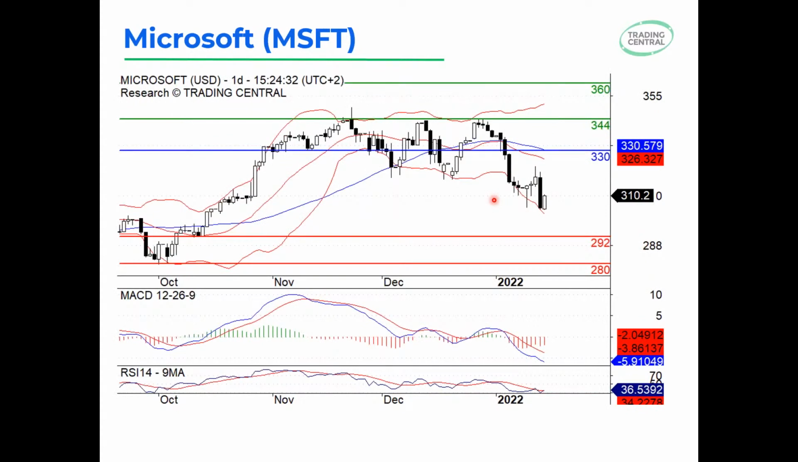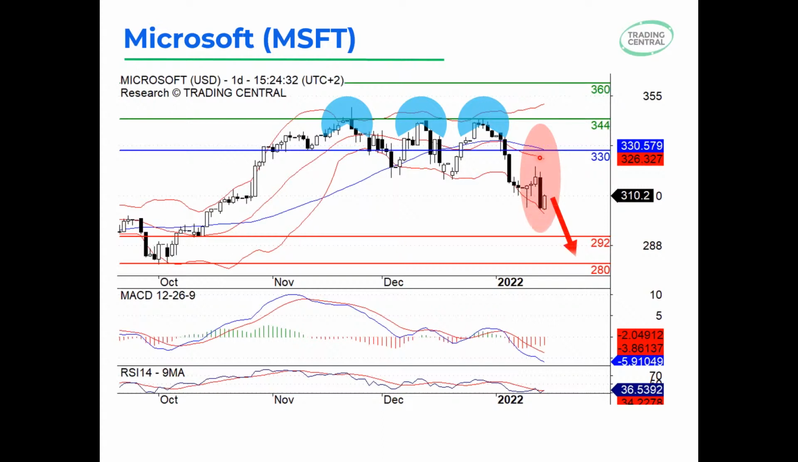Now, in fact, the 344 level is holding up very strongly. Have a look, we have 1, 2, 3 times the stock still fails to break above this key level and then goes back down to the lower Bollinger Band. At the moment, we are bearish on this one. Okay, you can see.